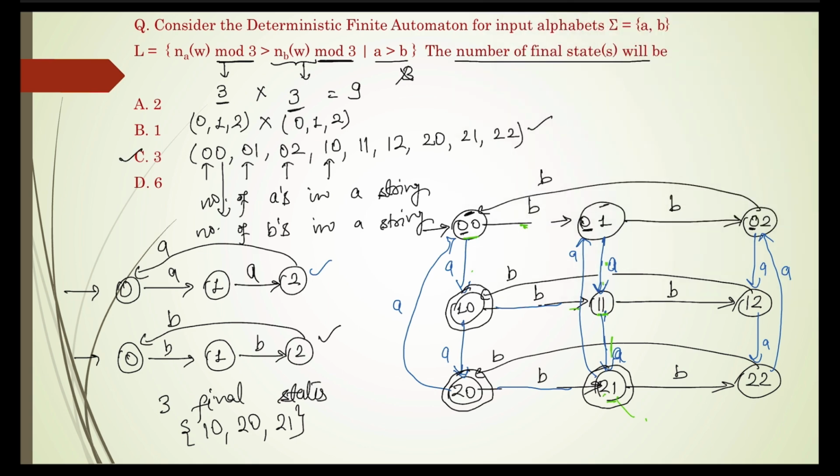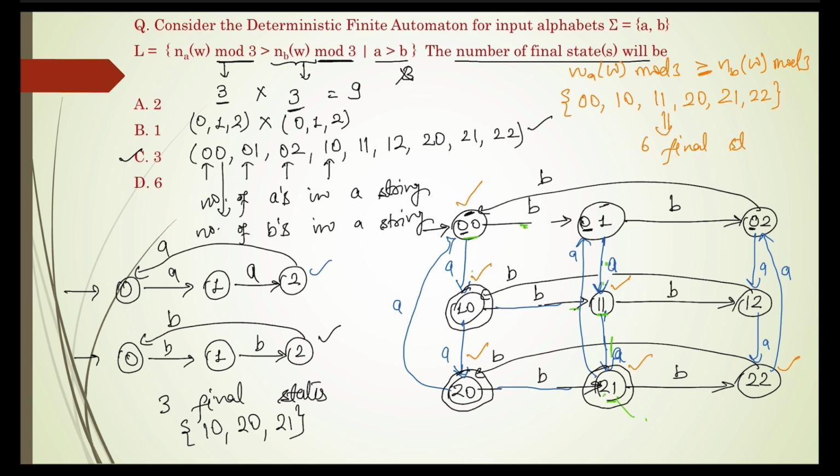And next, suppose the question given to you was number of A in W mod 3 greater than or equal to number of B in W mod 3. Since here we have the equal sign also, our final states will be 0 0, 1 0, 1 1, 2 0, 2 1 and 2 2. So in this case we will have 6 final states.